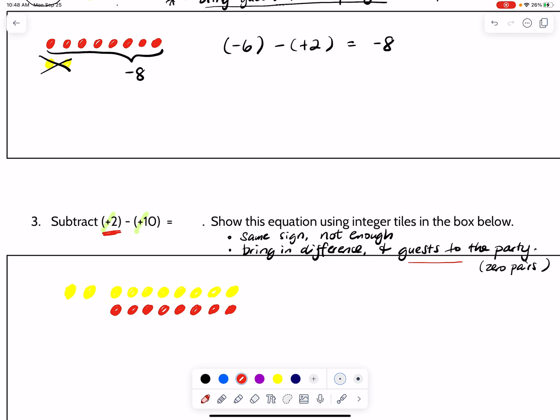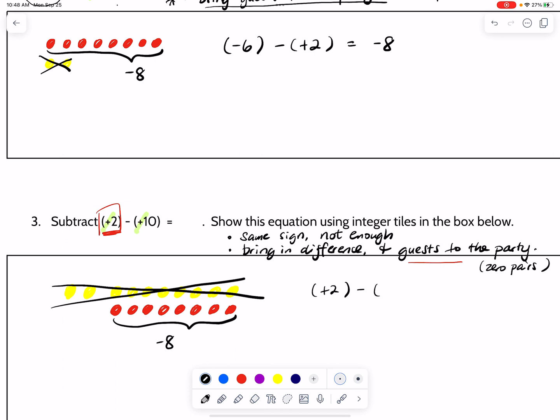Notice our representation right now. This is showing +2. Okay. Again, you always want to show that first integer you are starting the subtraction from. Notice our representation right now is showing +2. Can you take away +10? Yes. So you're going to cross out all of the yellow tiles. This is where the guests of the party come into play a lot. So you're actually left with -8. So again, +2 minus +10 gives you -8.